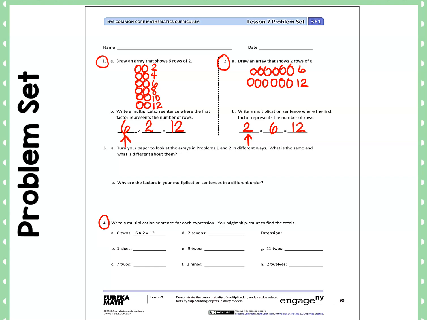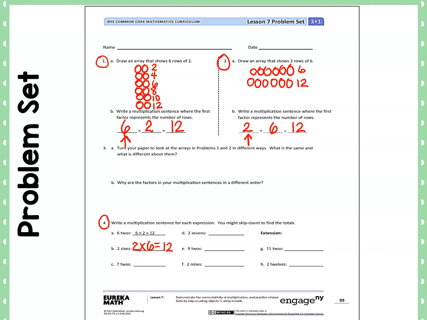Okay, let's look at B. B asks for 2 6's. Okay, so do A and B connect? Are they similar? They are. But for 2 6's, we're going to write 2 times 6 equals 12. Okay, did you even need to do a skip count for that problem? No, because if 6 times 2 equals 12, we can flip those factors around and we know that 2 times 6 equals 12. The factors switch, but the answer stays the same.